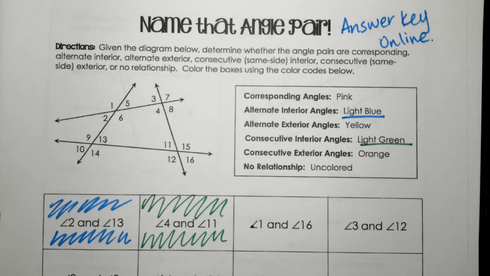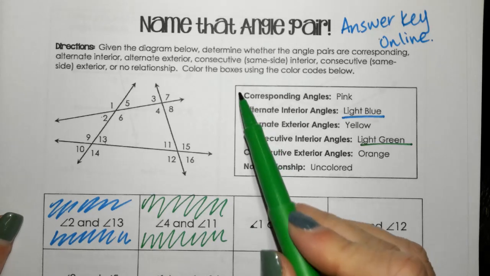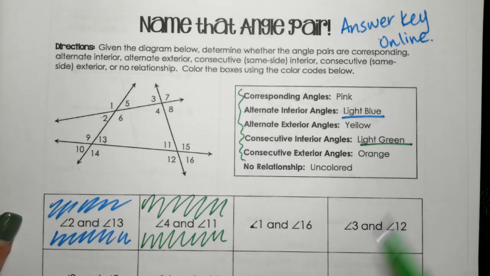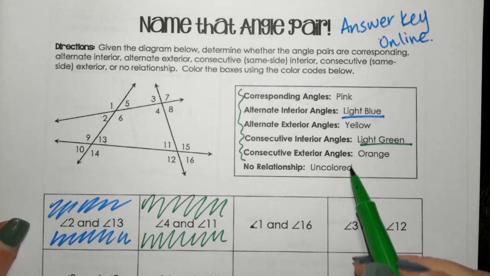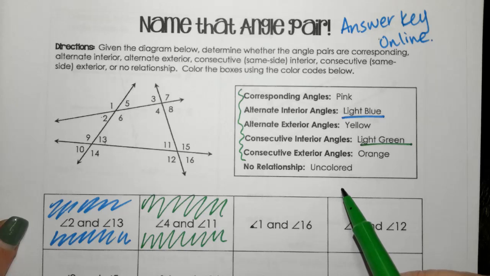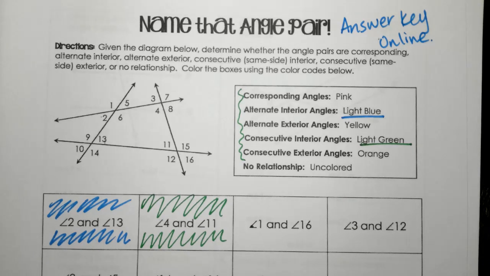Okay, so see if you can finish that page. It shouldn't take you very long. The whole purpose of this is for you to just get really comfortable with all of these new terms that we're learning in Unit 3. If there is no relationship, that would be uncolored. So you wouldn't color that in at all. You would just leave that one blank.